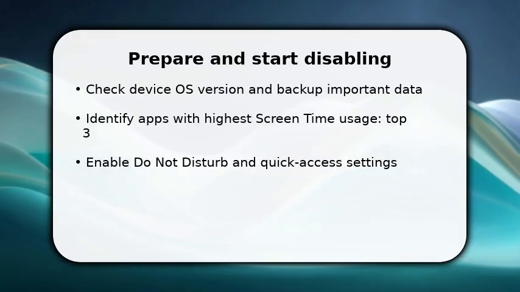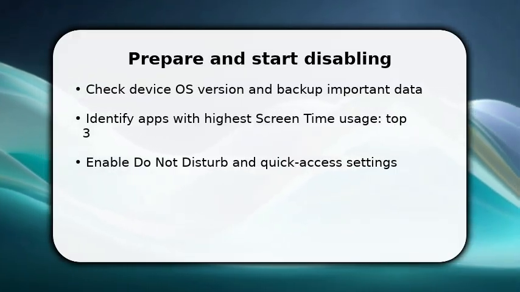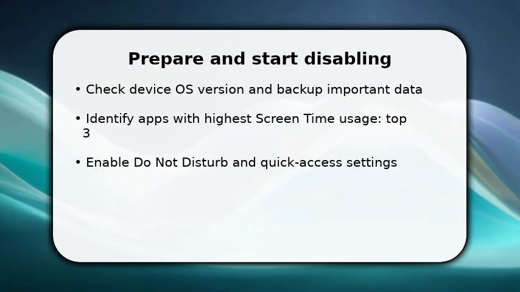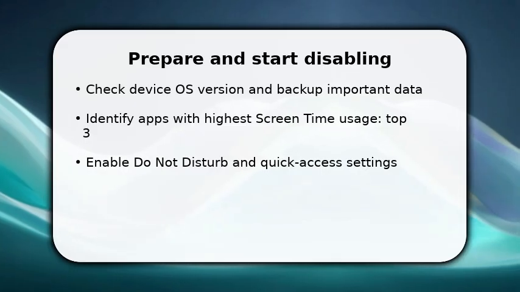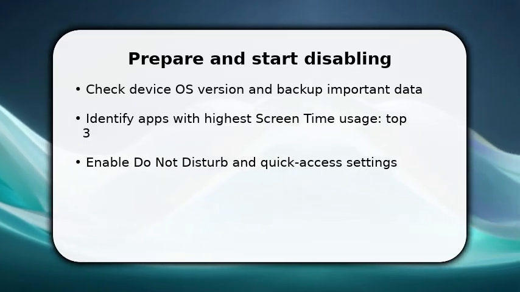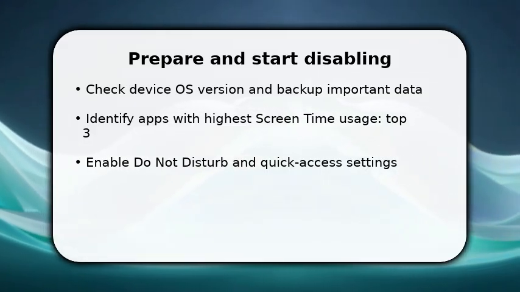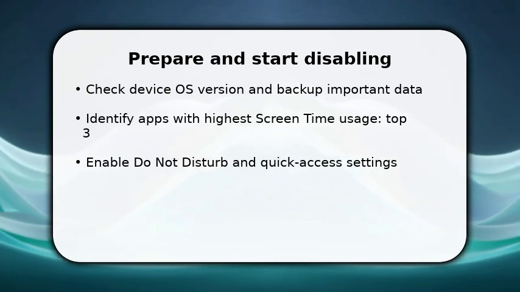Once there, view the top 3 apps consuming time so you know targets. Make sure Do Not Disturb is on to avoid interruptions while changing permissions. These steps establish context and protect data before you proceed to remove tracking features and app timers.